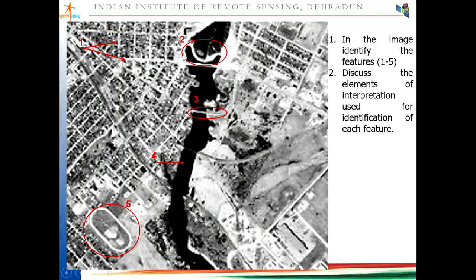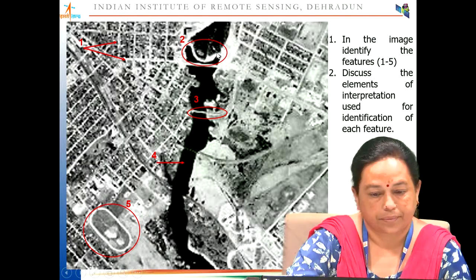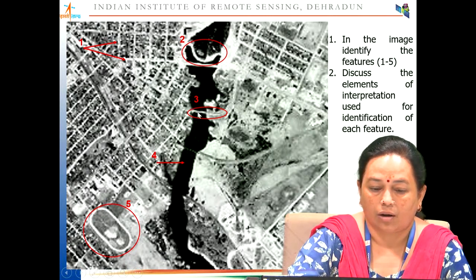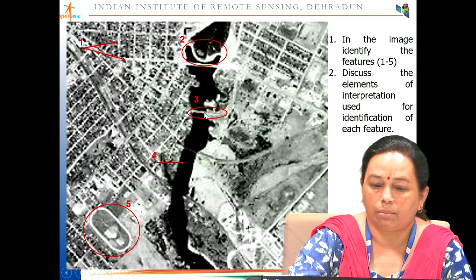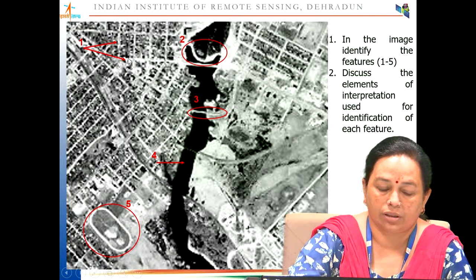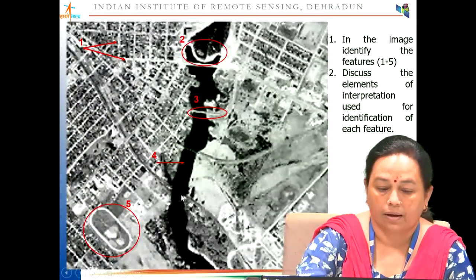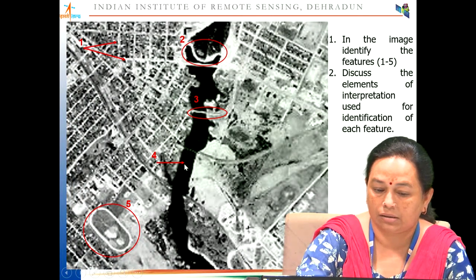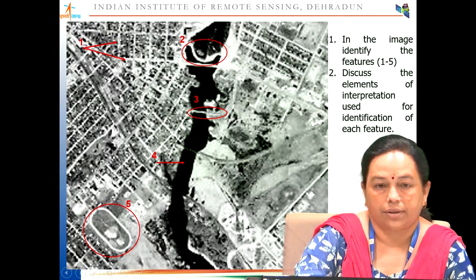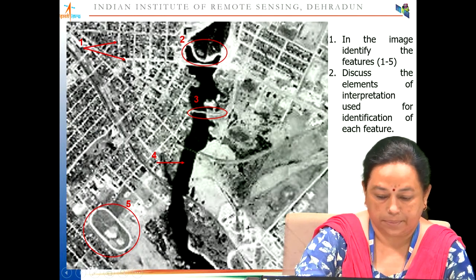This feature number 2 is a reservoir, right? Association with the river and the shape. 3, also a linear feature, but this could be a bridge, yes, because it's associated with the water body, right? That is how you distinguish between the road and the bridge. Number 4 is a water body, dark, so infrared band would have been used in the image. Number 5, elliptical feature, probably an athletic field, part of a stadium or games, right?